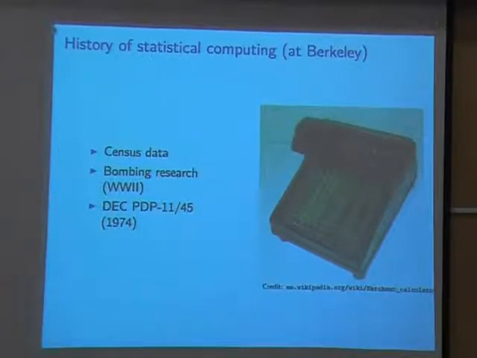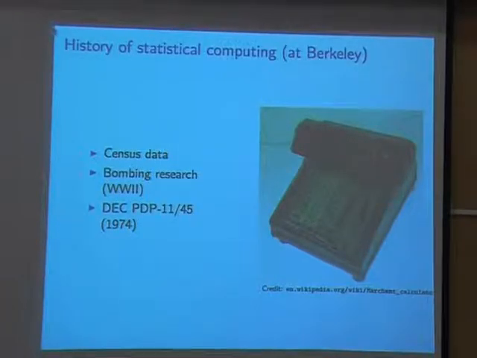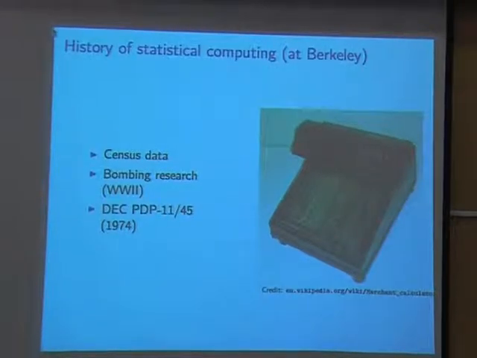Then at Berkeley, at least, around World War II, the first computers came in. You can see a picture of what I think was probably one of the first computers the department had. This was funded in order to do bombing research during World War II. The first real modern computer was the PDP-11, which came in 1974, which basically had an original operating system, but quickly became one of the first computers in the world to have the Unix operating system on it. I think that was by the summer of '74. It was a computer that was shared between the math department and the stats department.